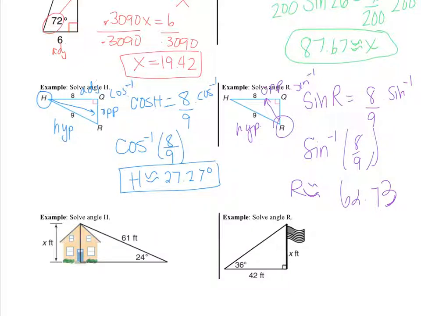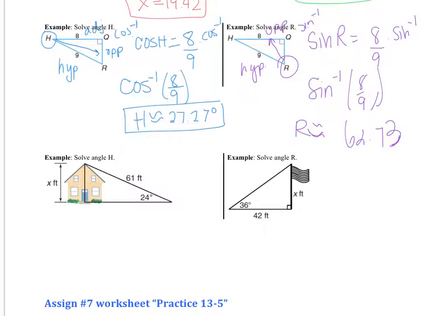If I could write on my iPad right there, it'd be great. Let me fix that. Maybe not. 62.73, I'll write it again here. So 62.73 degrees is angle R.